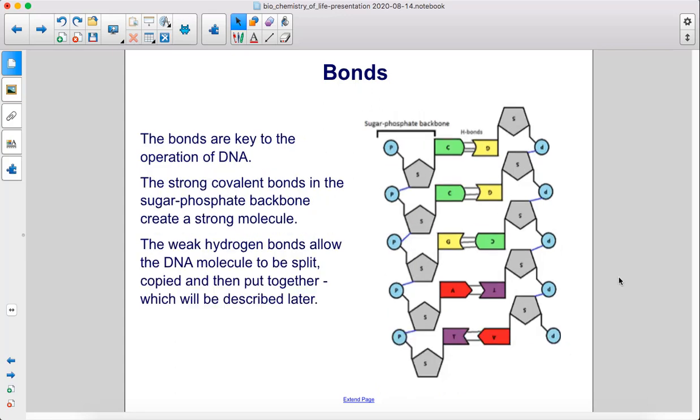The bonds are key to the operation of DNA. The strong covalent bonds in the sugar-phosphate backbone create a strong molecule. The weak hydrogen bonds allow the DNA molecule to be split, copied, and then put together, which will be described later.